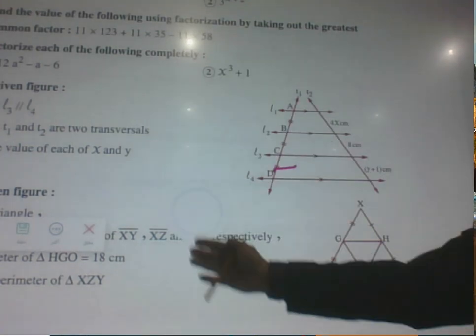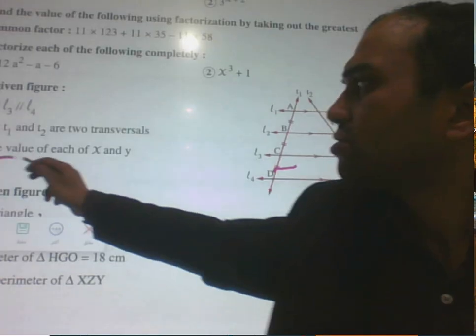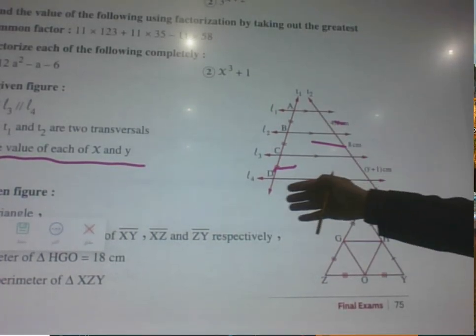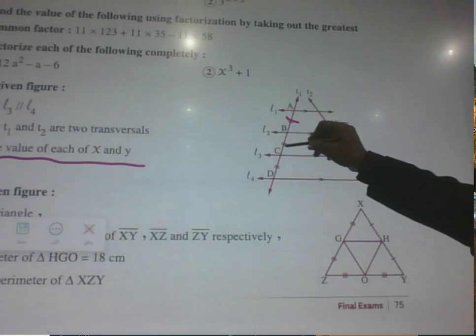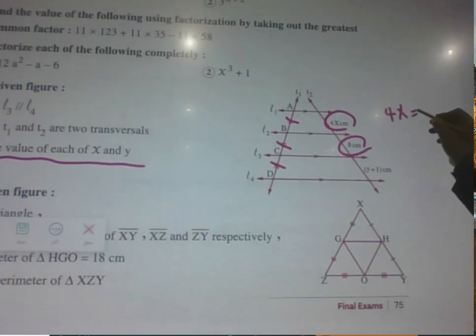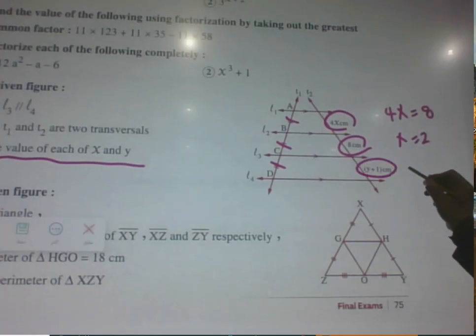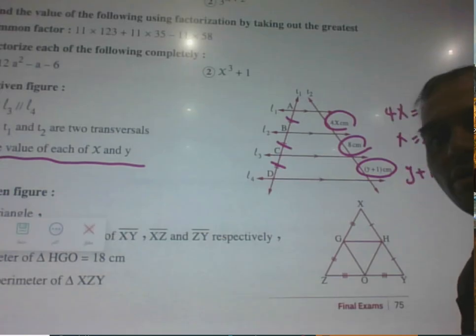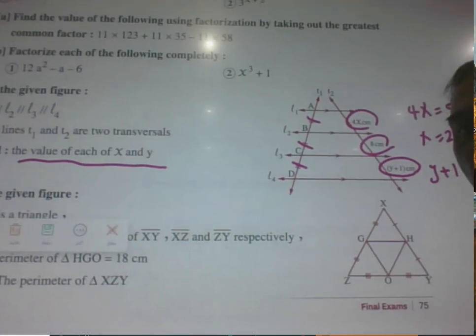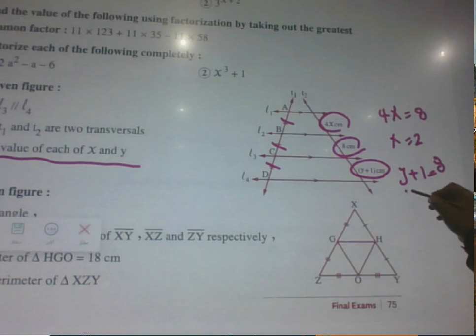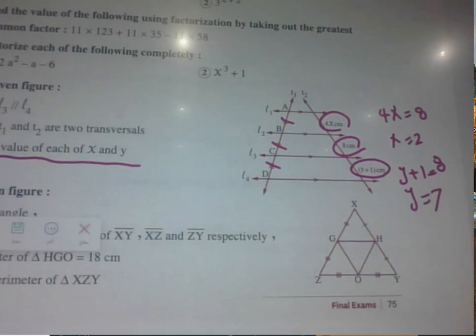Next question. Find the value of x and y. We have three parallel straight lines like this. This part equals this part. Then 4x will be equal to 8, so the value of x is 2. And also y plus 1 is equivalent to 8, and the value of y equals 7.